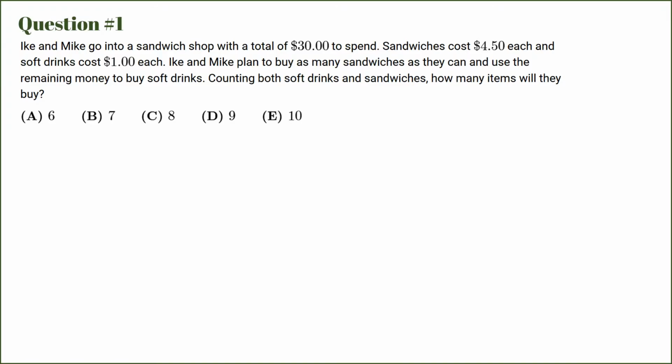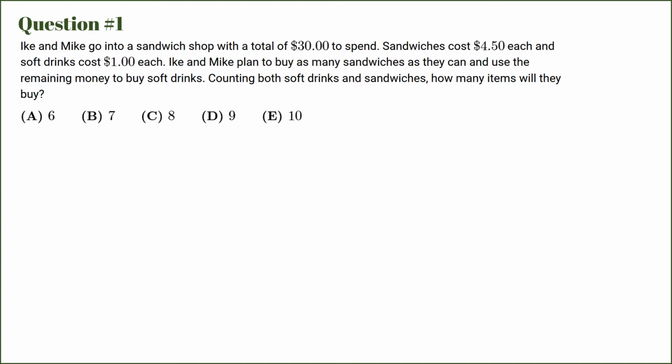Question 1 states, Ike and Mike go into a sandwich shop with a total of $30 to spend. Sandwiches cost $4.5 each, and soft drinks cost $1 each. Ike and Mike plan to buy as many sandwiches as they can and use the remaining money to buy soft drinks. Counting both soft drinks and sandwiches, how many items will they buy?